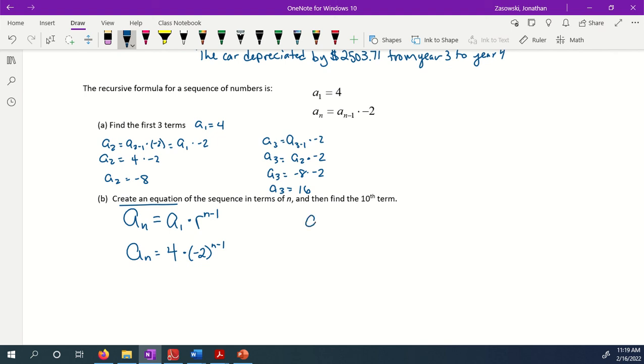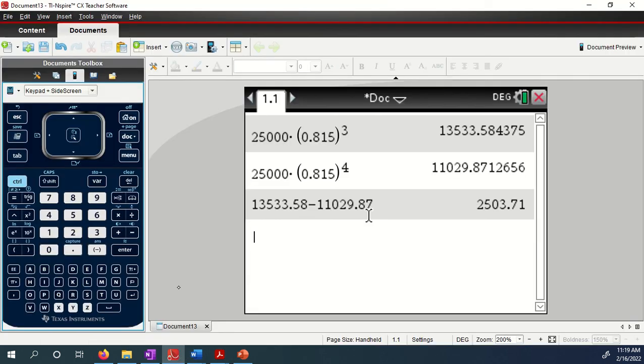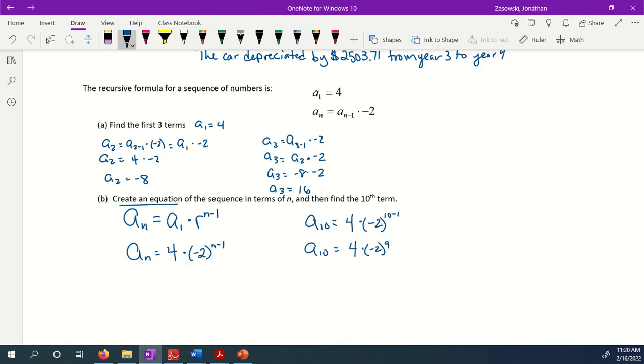Now we want to do the 10th term. So a10 is equal to 4 times negative 2 to the 10 minus 1, or 9, okay? And then a10 is equal to, we take our calculator, we do 4 times, you can put it in parentheses if you want, we should, because we're going to raise it to a power, caret 9, and we get negative 2048. So a10.